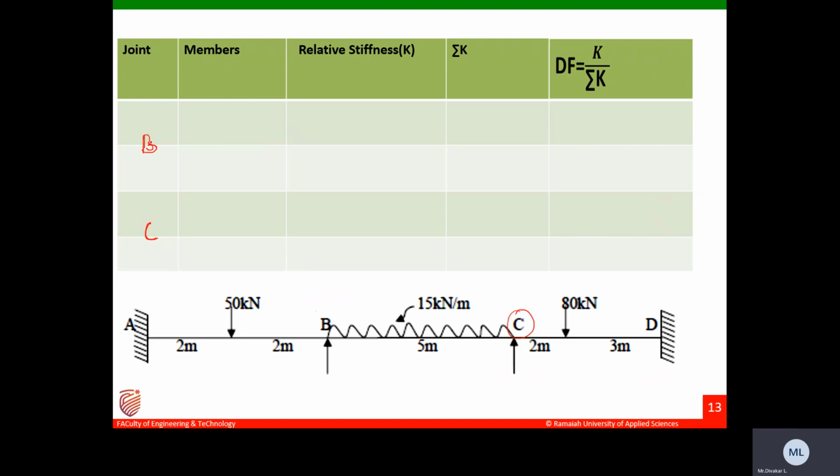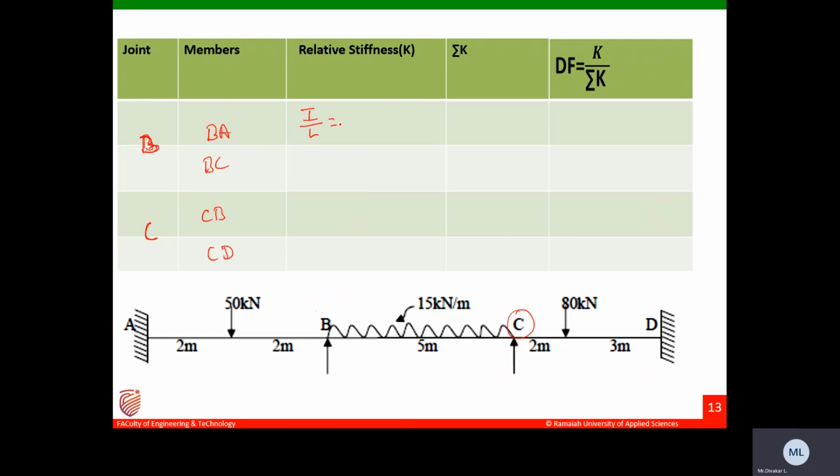Then what are all the connected members to these intermediate supports? This will be BA, BC, CB and CD. Those are the connecting members. Then what is the relative stiffness K for BA? As I said earlier, if the far end is fixed or continuous, then the relative stiffness should be I by L. So for BA it is I by L because A is a fixed support.